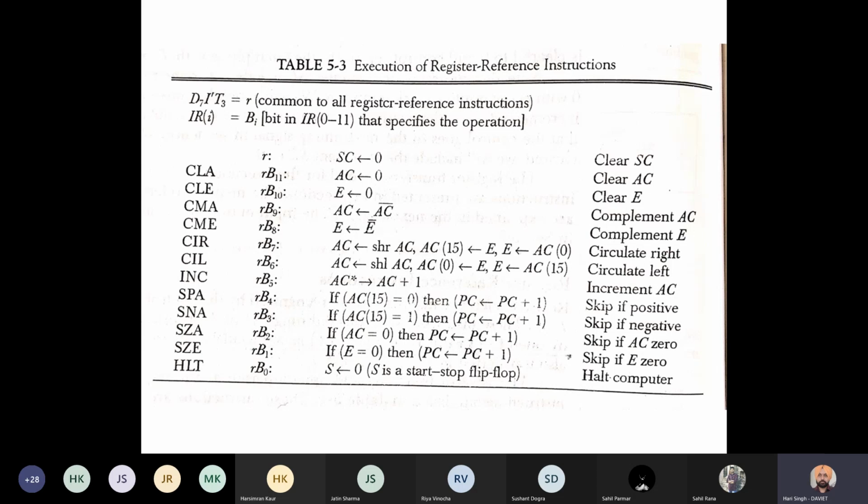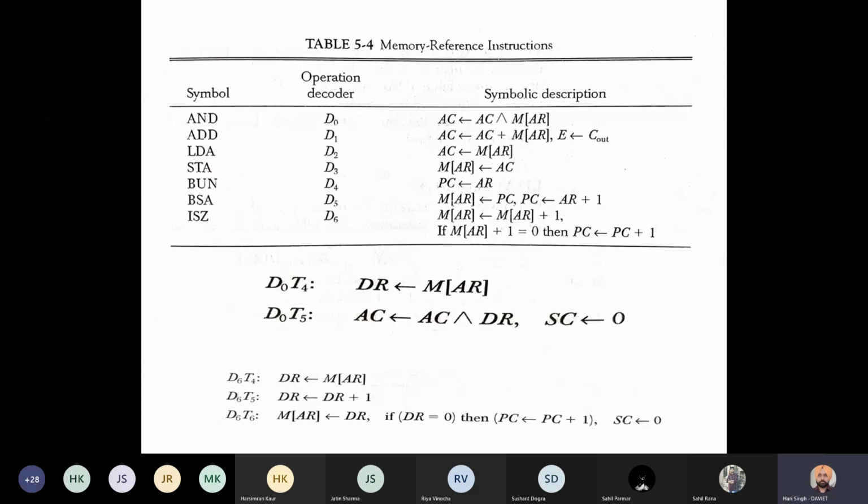After executing any instruction of this set, the control unit will place a value 0 in the sequence counter. The sequence counter should be cleared. Then the next set can be instructions related to memory.